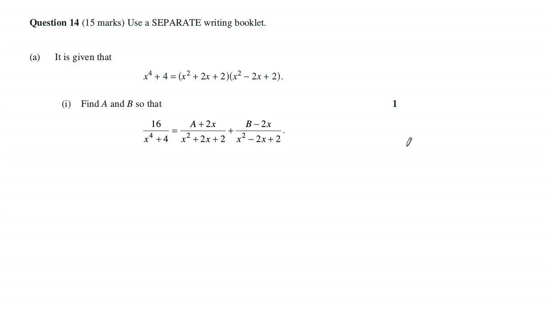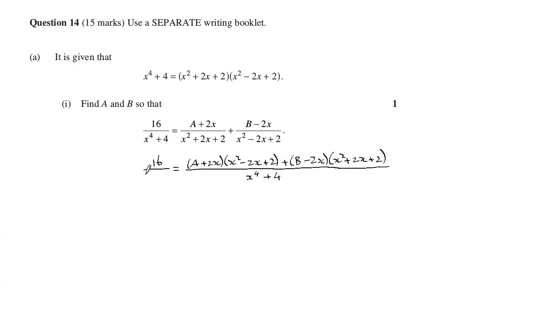Part A. So what we could do with this, to add these two fractions, we can make a common denominator of that times that, which we've been told is x to the fourth plus 4. And then up top we're going to get that times that plus that times that, like so. And then that's 16 on x to the fourth plus 4, so you can cancel that from both sides by multiplying. You could also have done that from the start.